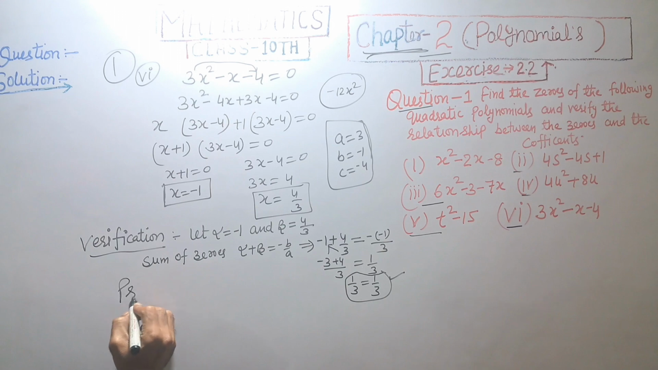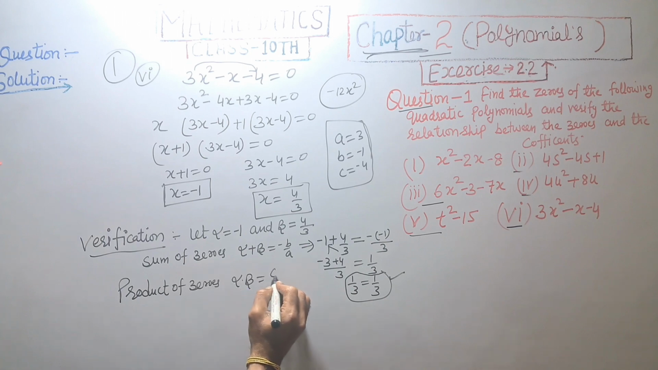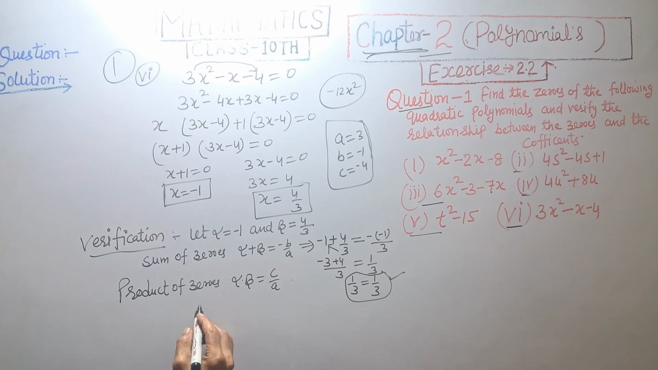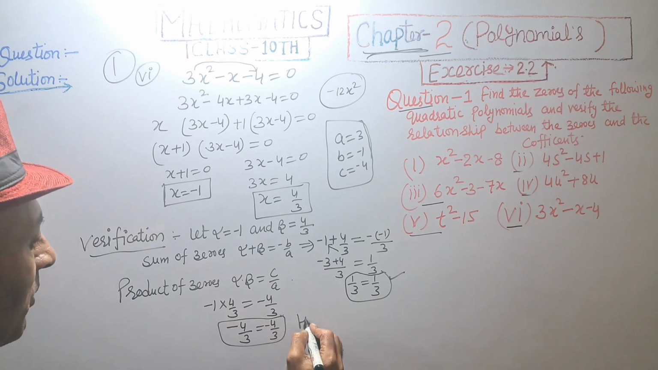So product of zeros: alpha into beta equal to C upon A. Minus 1 into 4 upon 3 is equal to, value of C is minus 4 and value of A is 3, minus 4 upon 3. Minus 4 upon 3 equal to minus 4 upon 3. Hence verified.